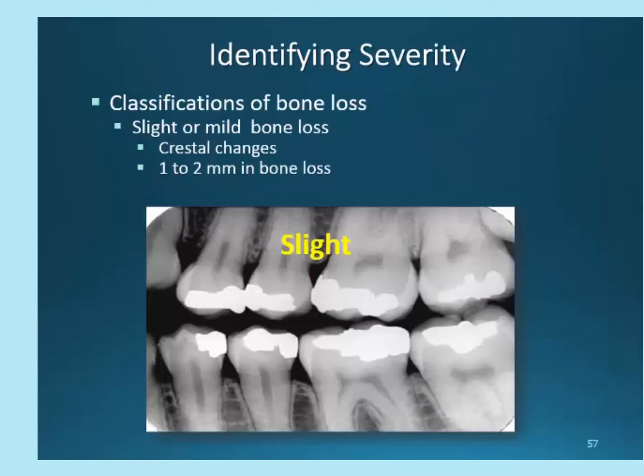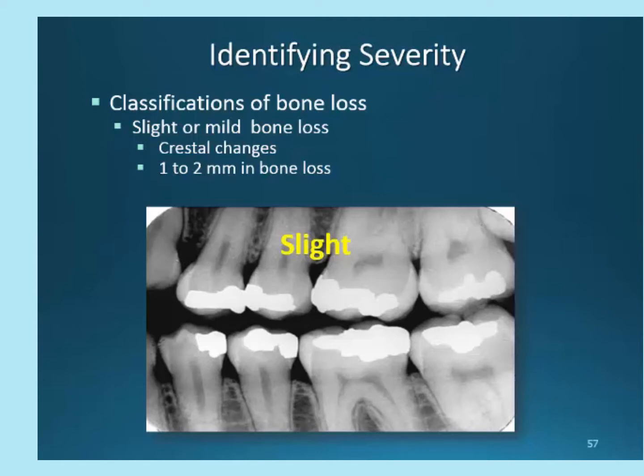We will begin defining severity. This is the last of three classifications and the most important. We will use severity to determine the major classification of periodontal disease.